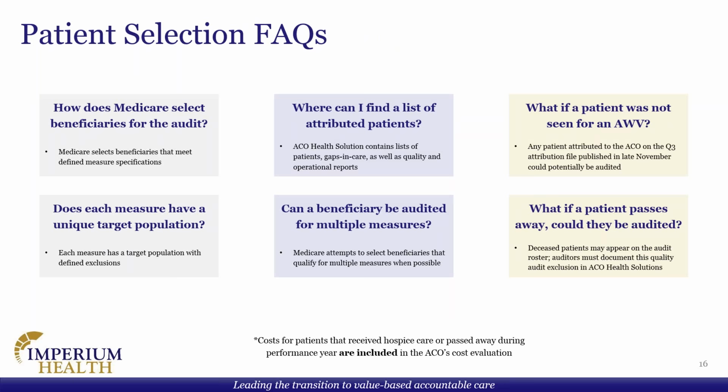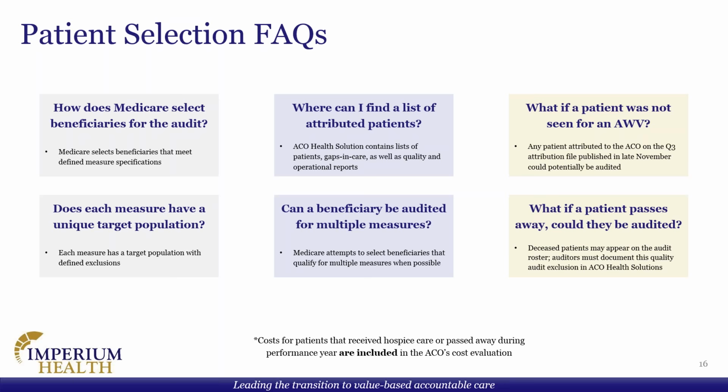As we went through those 15 measures, I'm sure you heard certain age ranges or certain disease conditions that would qualify the patient for the measure. Each measure has a unique defined target population, although many of the target populations do overlap. And whenever possible, Medicare attempts to select beneficiaries that would qualify for multiple measures.